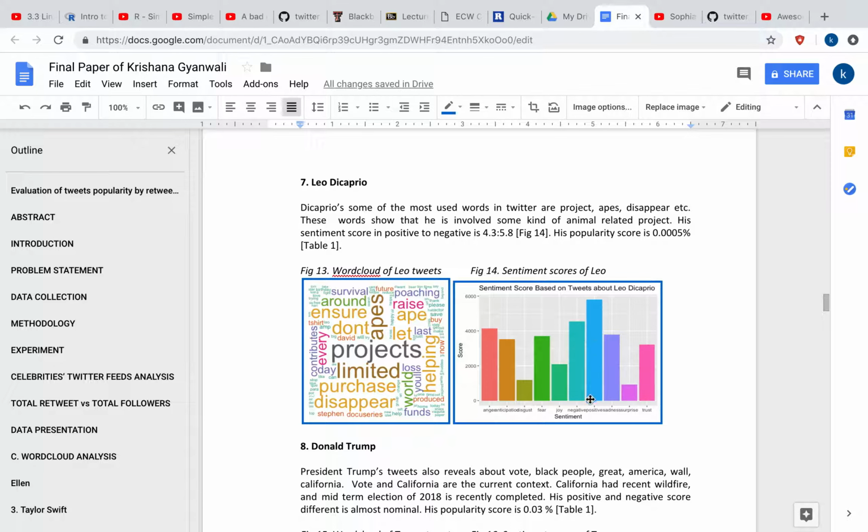Even though he's doing a lot of positive work, his negative words are still there. He may be somewhat worried about climate change, and negative things that might happen in the future. So those kinds of words are there in his tweets. When we analyze the sentiments, the difference is not that high.